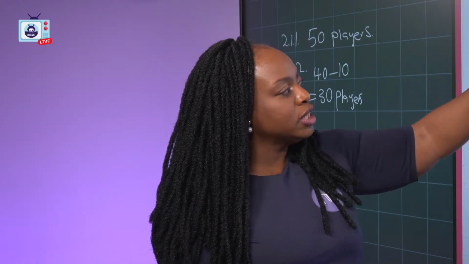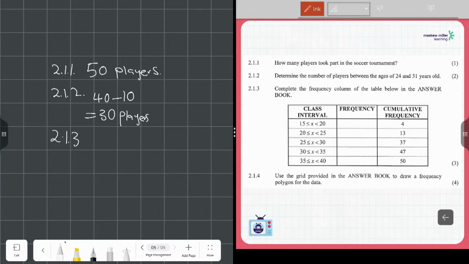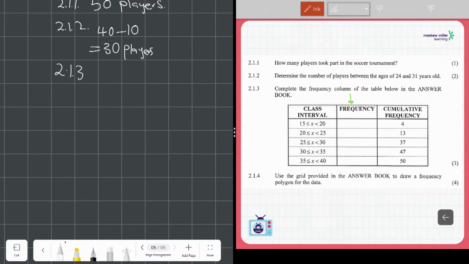Complete the frequency column of the table. So this is the column we are talking about. To complete this column, what is it that we need to do? I always say you can start anywhere, but I feel it is easier when you start from the bottom up. You're literally just going to start by subtracting the numbers until you reach the top.